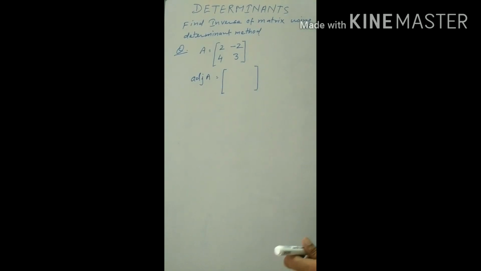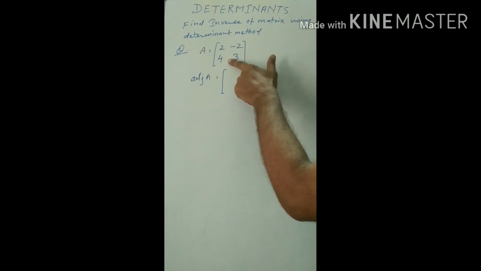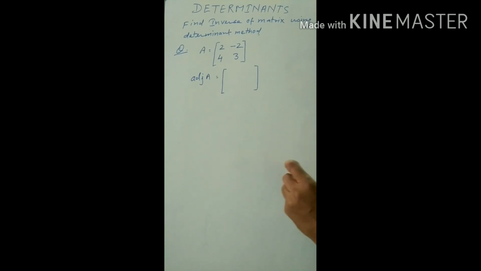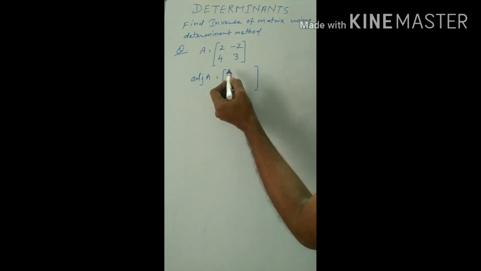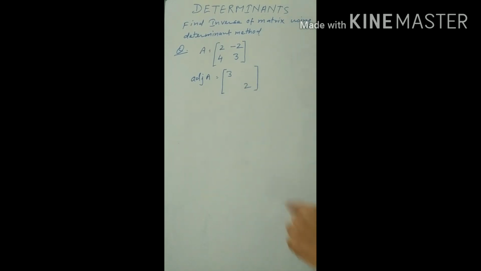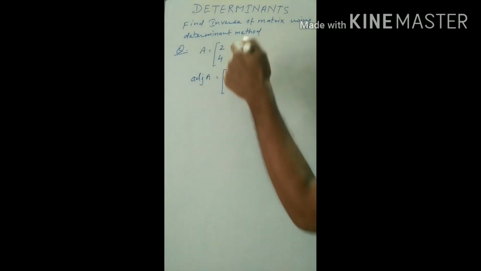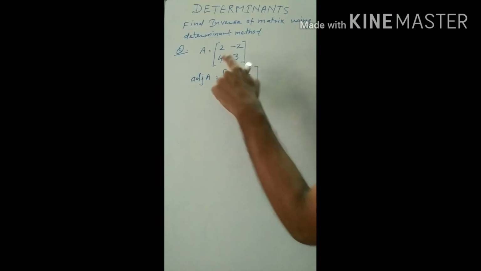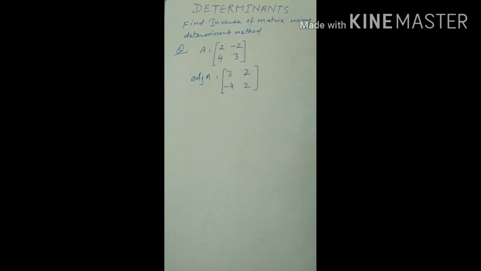Normally we find out the adjoint by finding out the cofactors of the matrix. But here, since it is a 2 by 2 ordered matrix, we have a shortcut to write the adjoint of the matrix. In that shortcut, we interchange these two elements. It means we have to write this 3 here and 2 here. And we will change the sign of these two elements. Since here it is minus 2, we will write plus 2. Here it is 4, we will write minus 4. This is the adjoint of A.